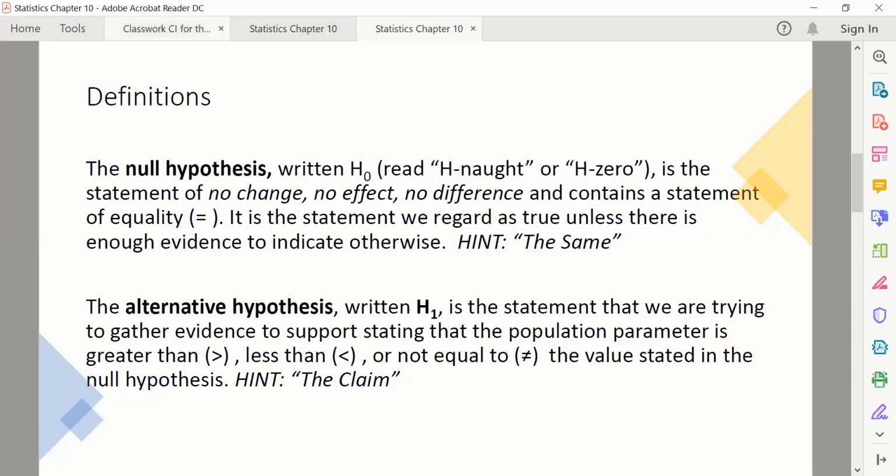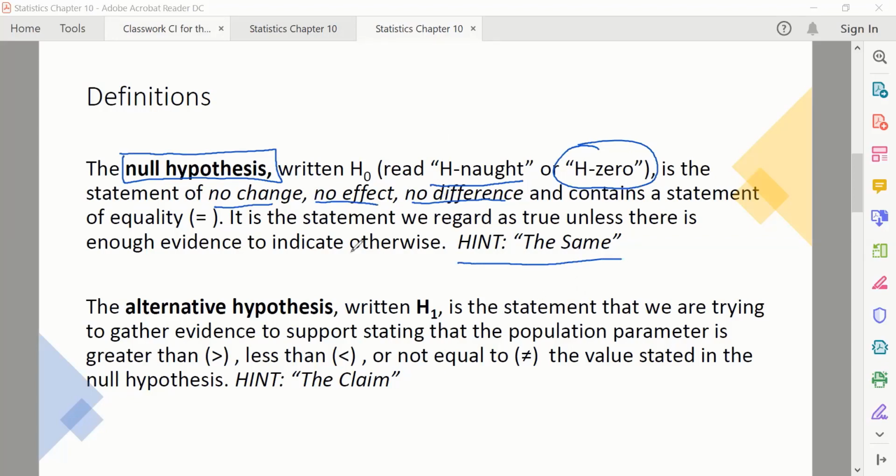The null hypothesis is talking about no change. It's written H sub 0, and all the textbooks I've read say it's H naught, but I've never heard a human say H naught, so we go with H 0. It means no change, no effect, no difference. It's saying that the mean stays the same or the proportion stays the same. So I call it the same. There's no change, no difference.